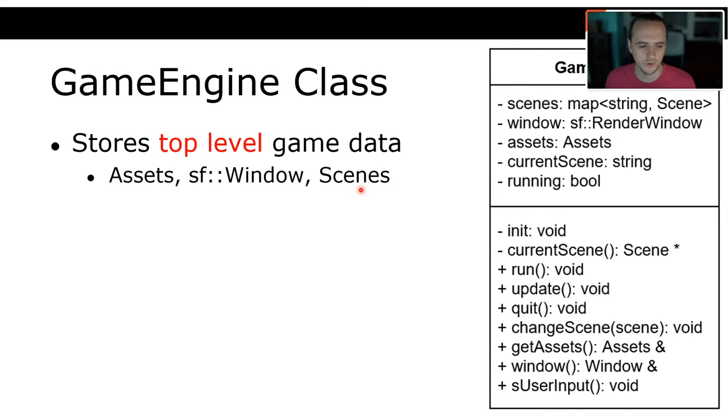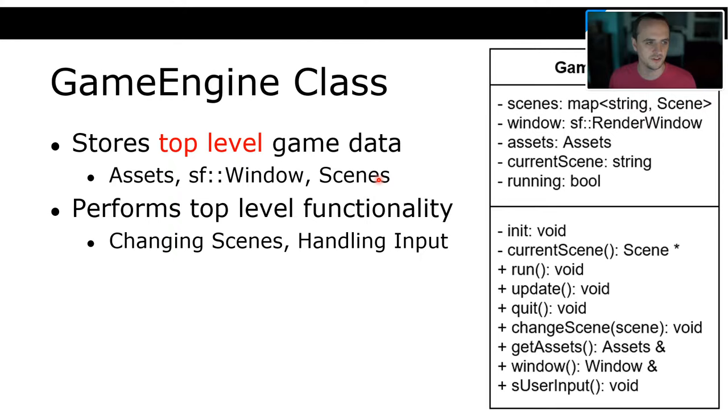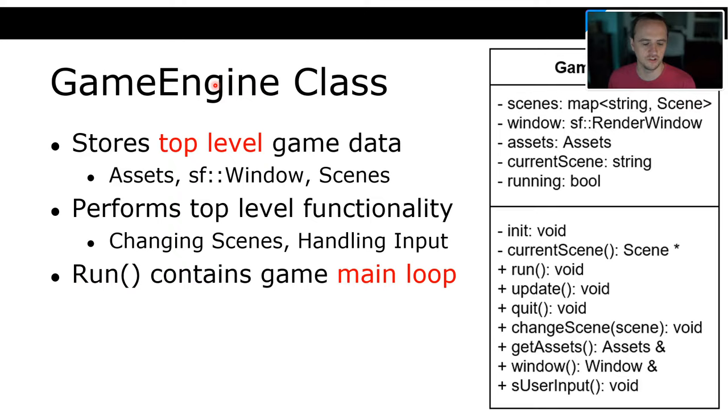It's also going to perform the top-level functionality that's based on this data. So, for example, it's going to handle how we actually change the scenes, right? So the code to change the scenes is going to be in the Game Engine class. We're also going to be handling the physical keyboard and mouse input in the Game Engine class itself. The run function in the Game Engine class is going to contain the game's main loop, which we had just in a while loop before in the game class.